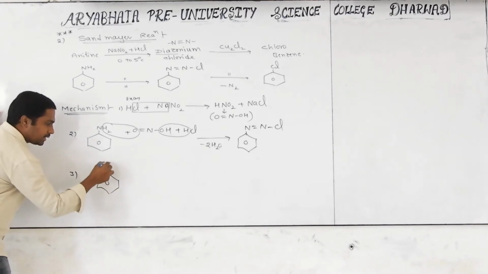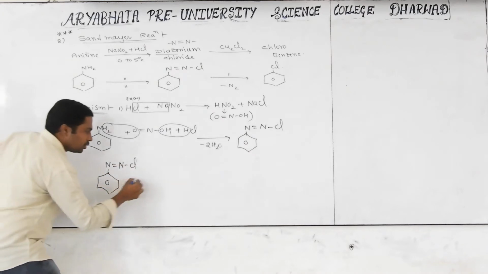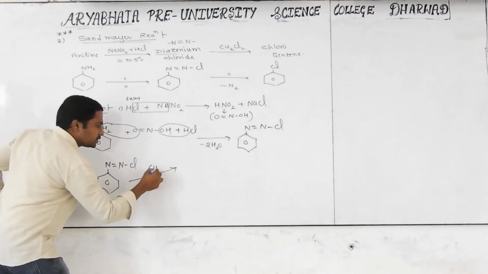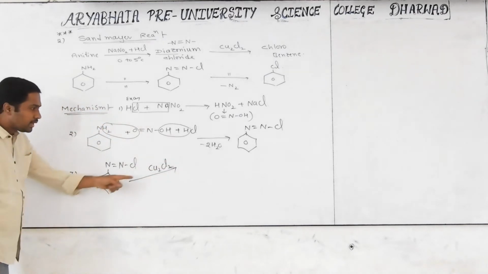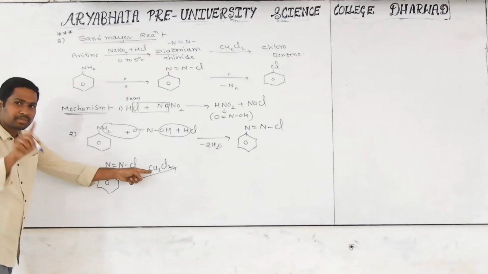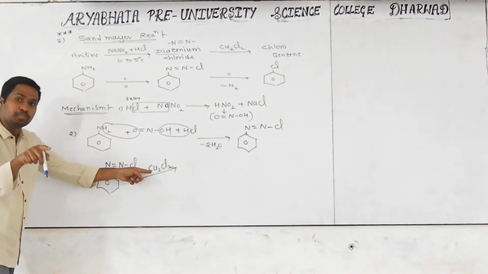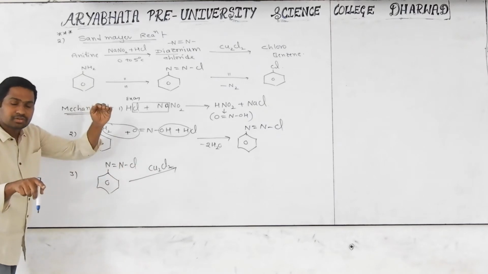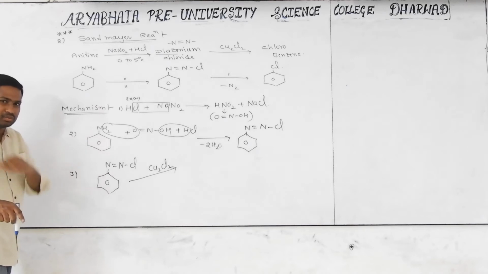compound I am taking. Under Sandmeyer, what do we have to use? Cuprous chloride, Cu2Cl2. Why do we call it cuprous chloride? Here the oxidation number of copper is plus 1. If it exists as plus 2, that is called cupric. For the lowest oxidation number, we use 'ous'; for the highest oxidation number, 'ic'. These things we can manage.